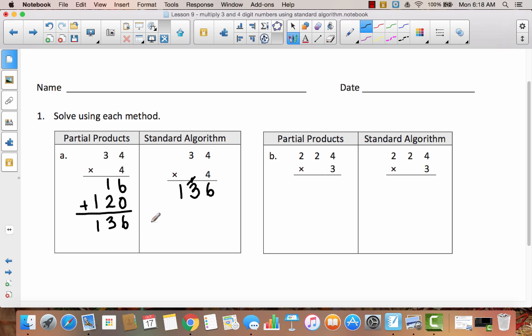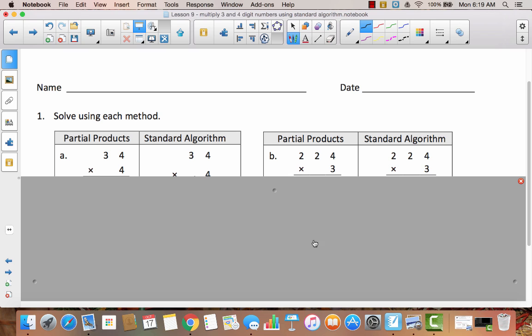Now what you can notice here is that the difference between partial products and standard algorithm is not really that much. This really wasn't a whole lot faster, but when you start adding digits to standard algorithm, you can see that it can start to be a whole lot more efficient, meaning you can do it a little bit quicker. I would like for you to do B using partial products all by yourself, and then let's come back and check together.